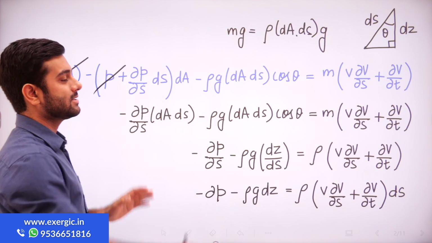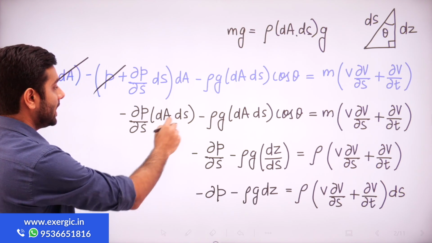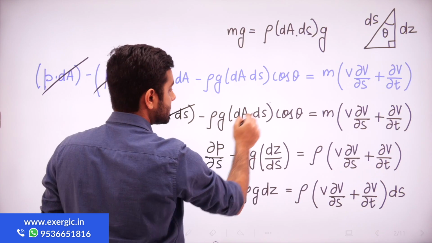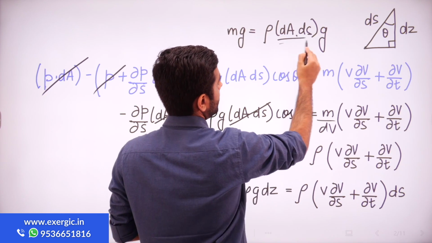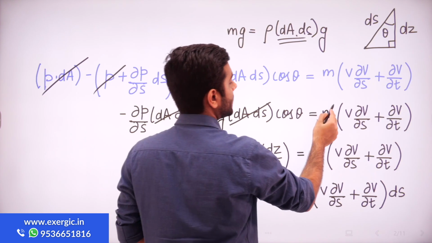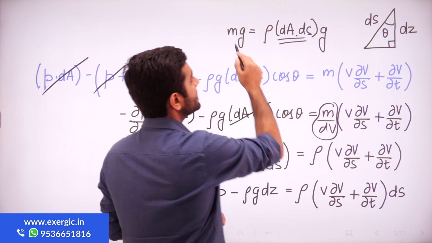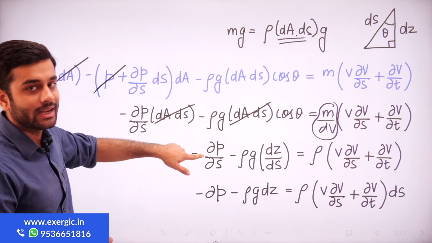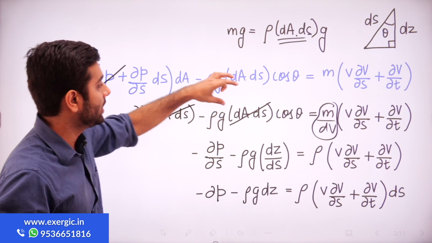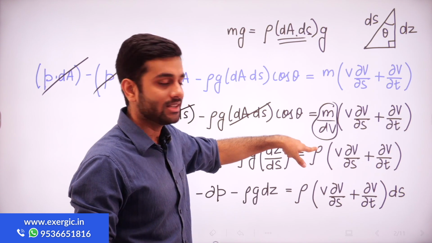So let us divide this expression by volume. If I do that, this term will be gone, this term will be gone, and this divided by volume, which is this, right? dA ds is volume. You will get m by dV, which is nothing but density. Density is mass divided by volume, right? That's what you get here, right? So dA ds gone, dA ds gone, and m by dV I have written as density.